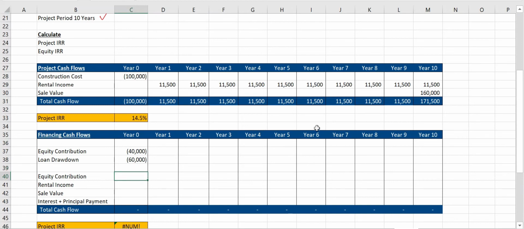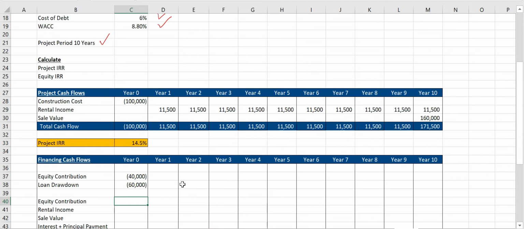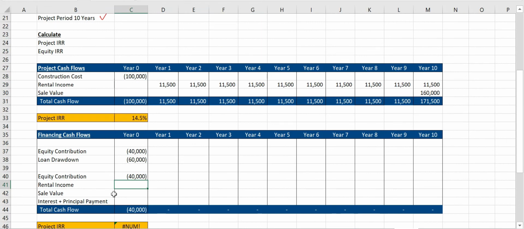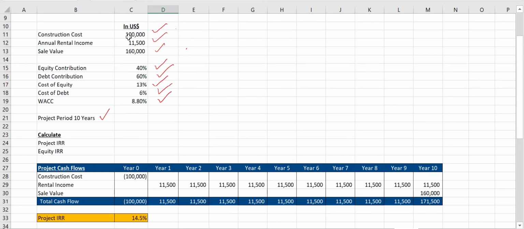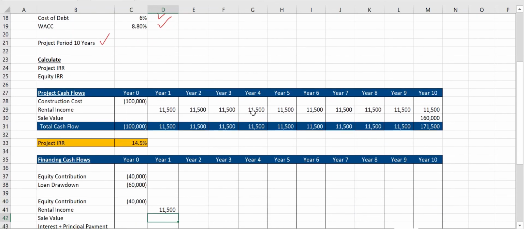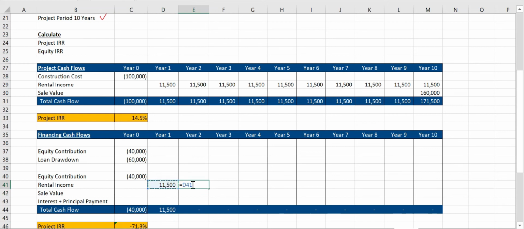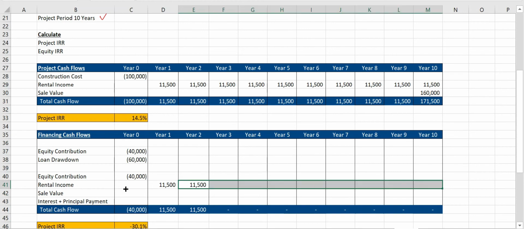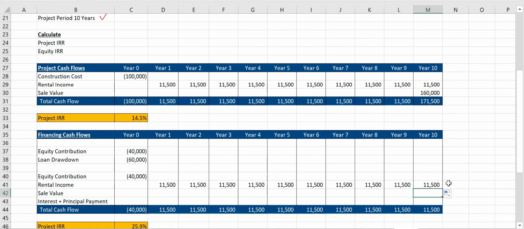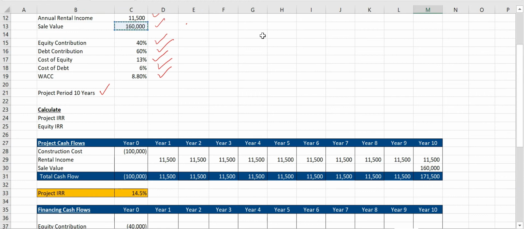Then since we are going to calculate the equity IRR, we need to take only the equity contributor's investment, which is 40% of 100,000, so 40,000. Then the rental income: the project will earn 11,500 throughout the period. So we need to take it till year 10. Then the sale value at the end of the project will be 160,000.